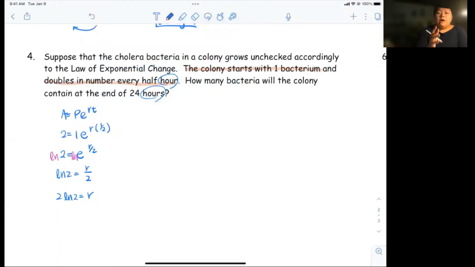Okay. Now, from that, I'm going to write my equation. I want to figure out how many bacteria the colony will contain at the end of 24 hours. So what is the amount? I don't know, but we started with 1 bacterium. e, my rate is 2 natural log of 2, t. Okay, you want e and natural log of 2 to be next to each other.